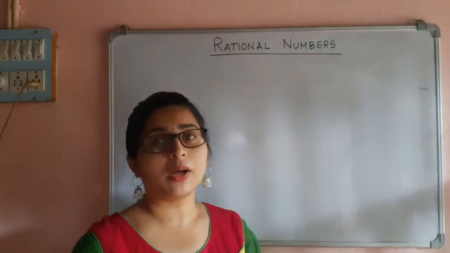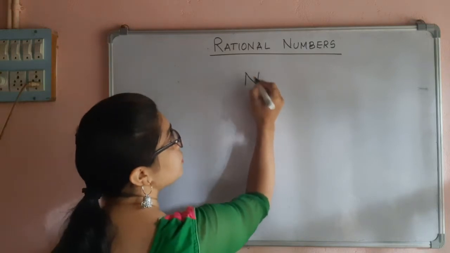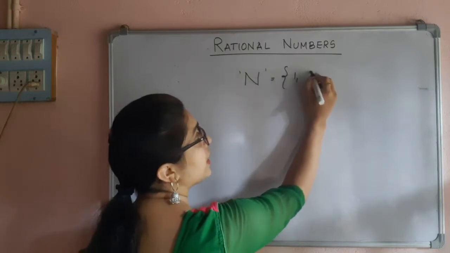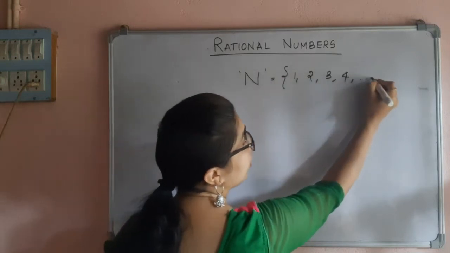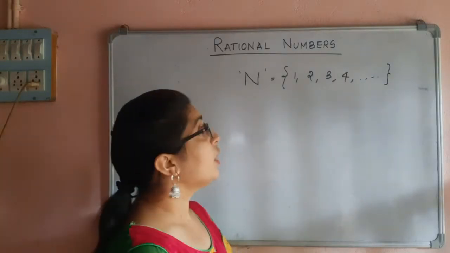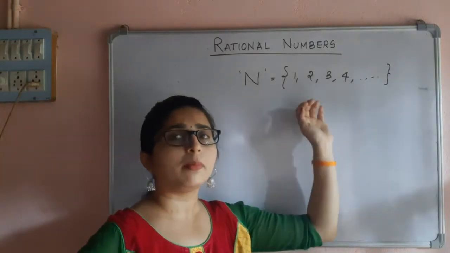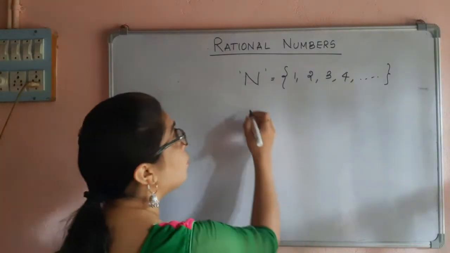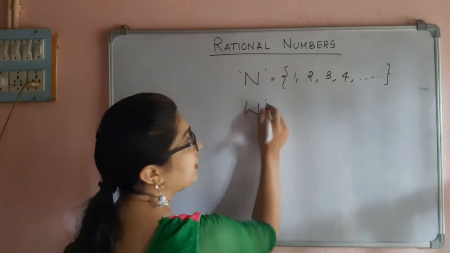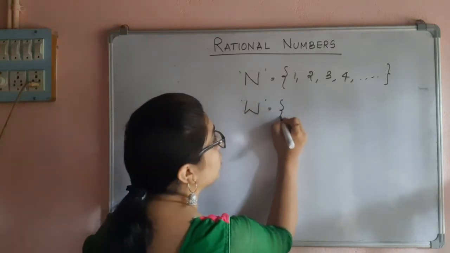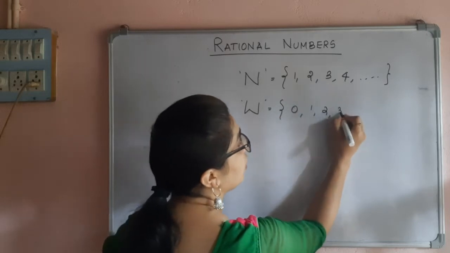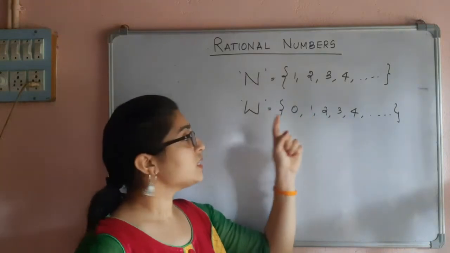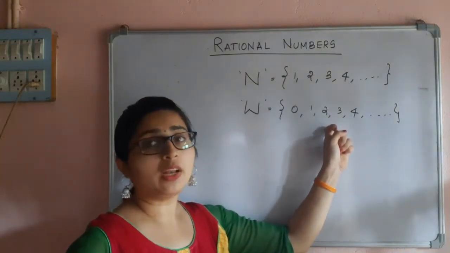So, you know the set of natural numbers, which is represented by the capital N. It consists of counting numbers, that is 1, 2, 3, 4 and so on, till infinity. These are the counting numbers, nothing but the positive numbers, considered as the set of natural numbers. And you know whole numbers, denoted by capital W, that is equal to 0, 1, 2, 3, 4 and so on till infinity. So this includes 0 along with the natural numbers.